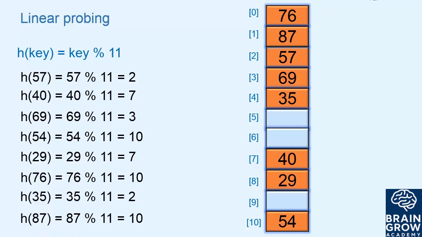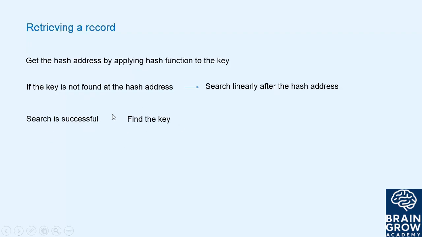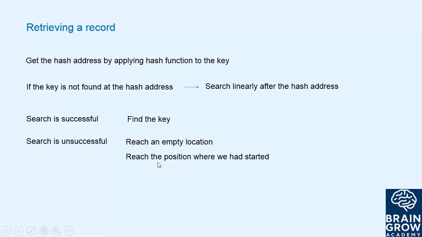Now let's see how to retrieve a record. For retrieving a record, first we'll get the hash address by applying hash function to the key. Now if the key is not found at the hash address, then we'll search linearly after the hash address. The search is successful if we find the key, and the search is unsuccessful if we reach an empty location or we reach the position where we had started.